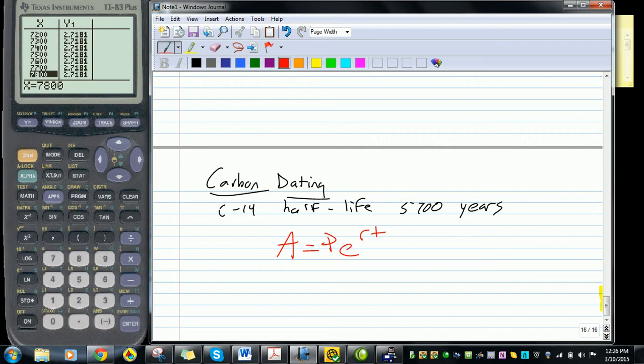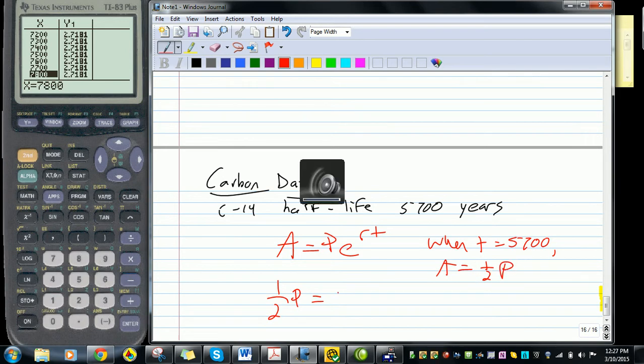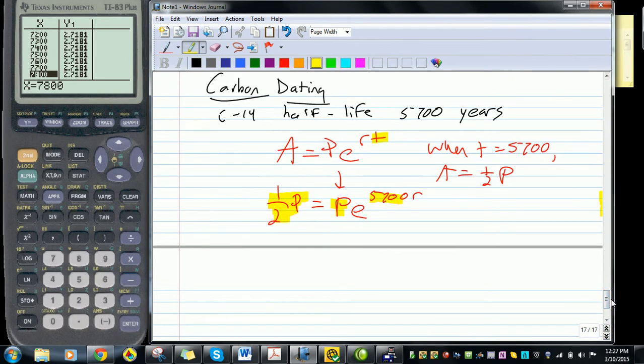So I'm going to use this fact that when t is 5,700 years, what's left will be half of what we start with, right? So essentially I'm going to use that knowledge, half of what I start with. So if I start with P of carbon, and I end up with half of P, that's what half-life is, right? How much is left after, in this case, 5,700 years. So t is 5,700, and if we put in P, we end up with half of P, because that's what a half-life is. How much time does it take for half of something to decay?